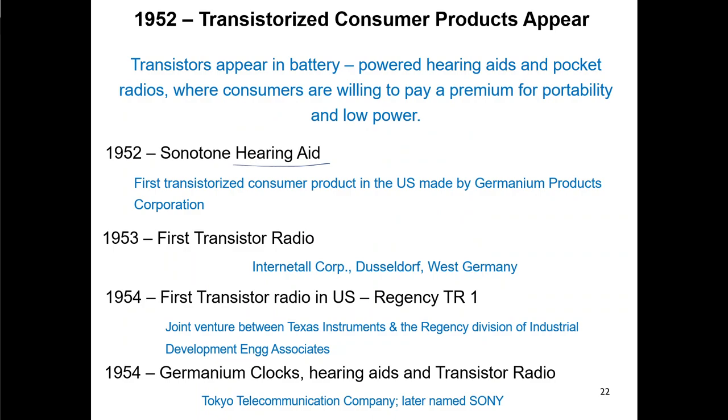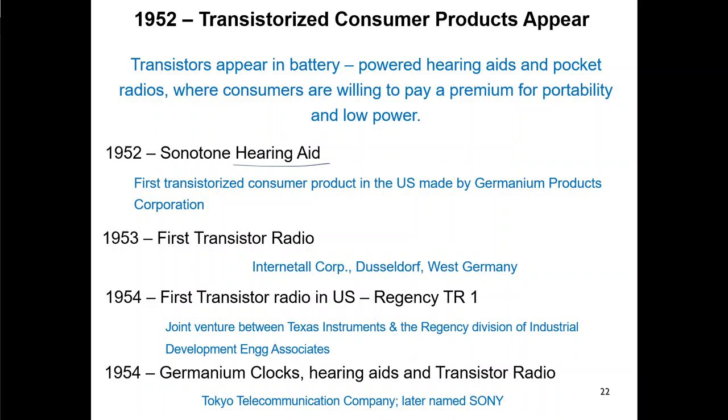Then the first transistor based radio came into existence in Germany. The first transistor based radio came into existence in the US around the same time, and that was basically a joint venture between Texas Instruments and the Regency Division of Industrial Development Engineering Associates. This was another company, and then you have Texas Instruments over there, and they jointly came up with this first transistor based radio in the US.